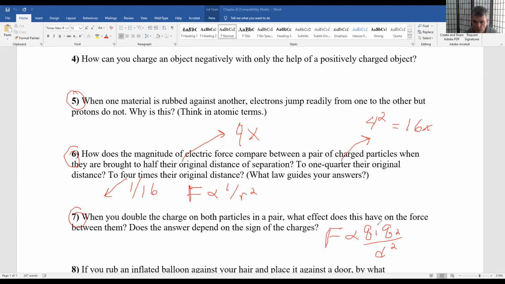So if I double both charges, meaning now they have twice as much charge as they did before, the force between them will increase by a factor of 4. Does the answer depend upon the sign of the charges? The answer is no. If they're opposite charges, they're going to attract. If they're like charges, they're going to repel. But it doesn't matter if you double both charges, the force is going to change by a factor of 4. All right, is it clear?